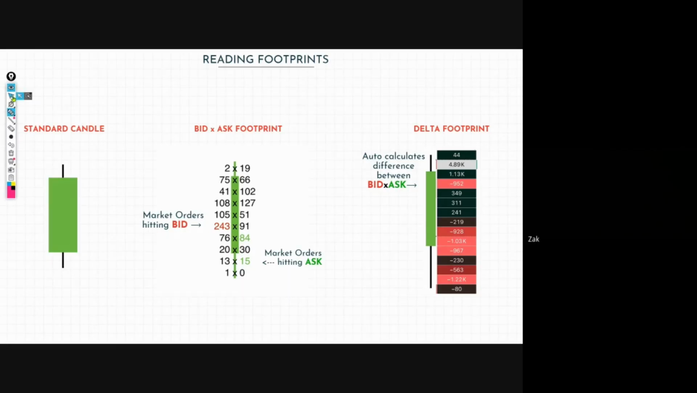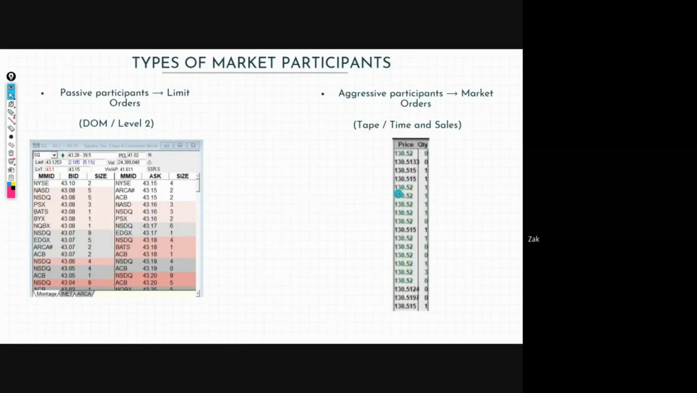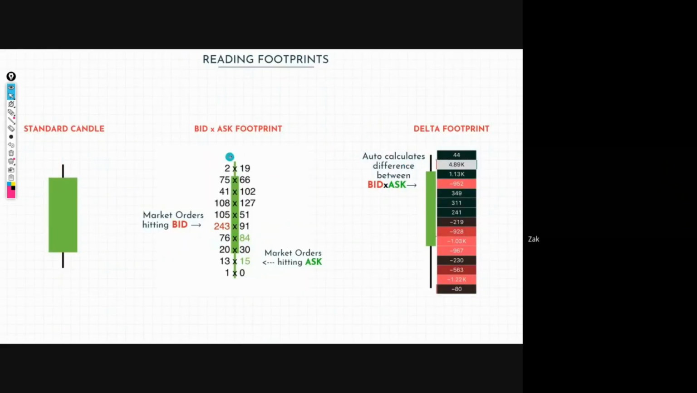If we go back and look at a time and sales, a footprint shows you what the time and sales would show you, except in a refined format. You don't see limit orders. You don't see passive participants until they're fulfilled on a footprint. This one is a bid and ask footprint. The left side is market orders hitting the bid. The right side is market orders hitting the ask or the offer. Those two terms are pretty interchangeable.